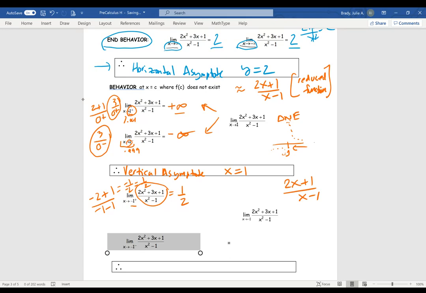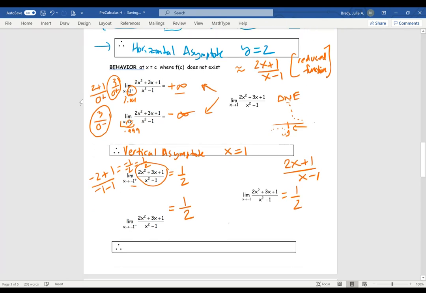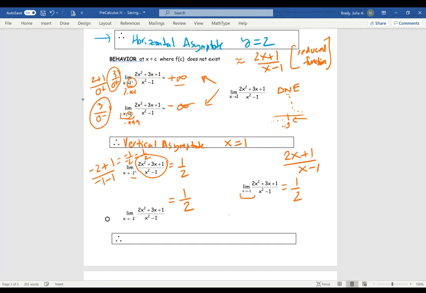The -1 doesn't do anything special. The -1 makes the output of the reduced function exist. So I know this limit is the same from both sides. So we can just talk about the limit at -1.